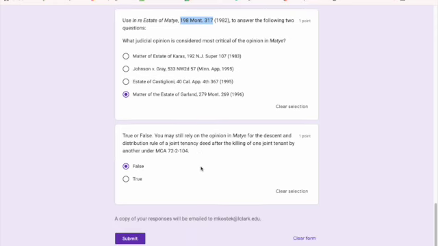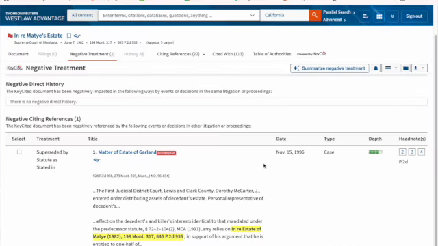The second question is, true or false, you may still rely on the opinion in Mattei for the descent and distribution rule of a joint tenancy deed after the killing of one joint tenant by another under MCA 72-2-104. So it's talking about a statute, it's talking about what's going on with the one joint tenant. So what am I going to do? So I can come to the negative treatment and I can read why this is negative, right? And one of the ways I can do that is go into Matter of Estate of Garland, but I can also read here. The effect of the defendant killer's interest identical to the mandated under the predecessor statute.